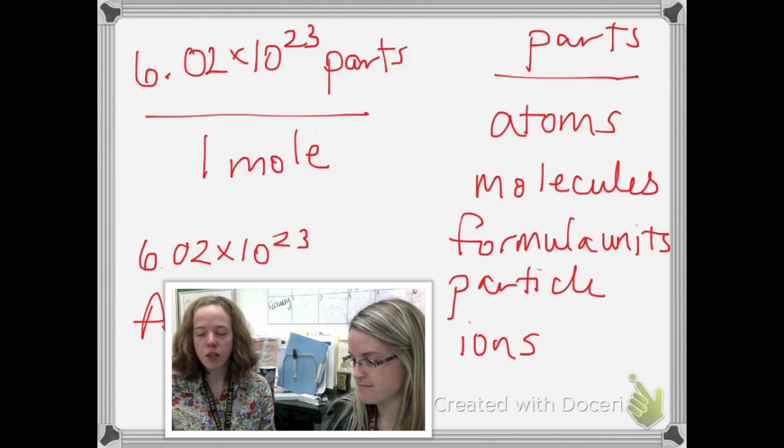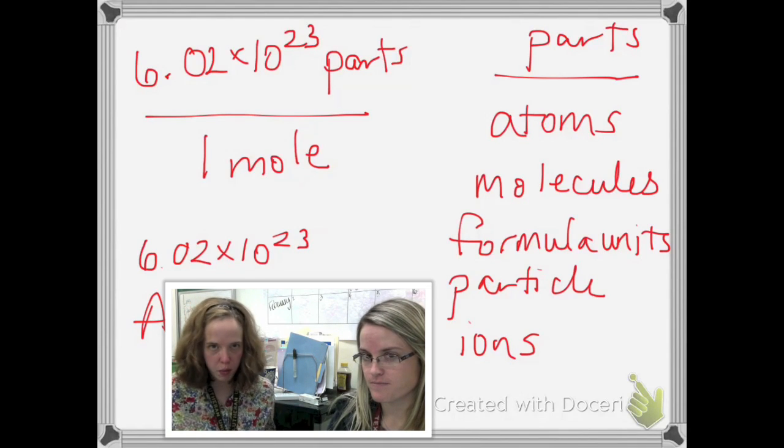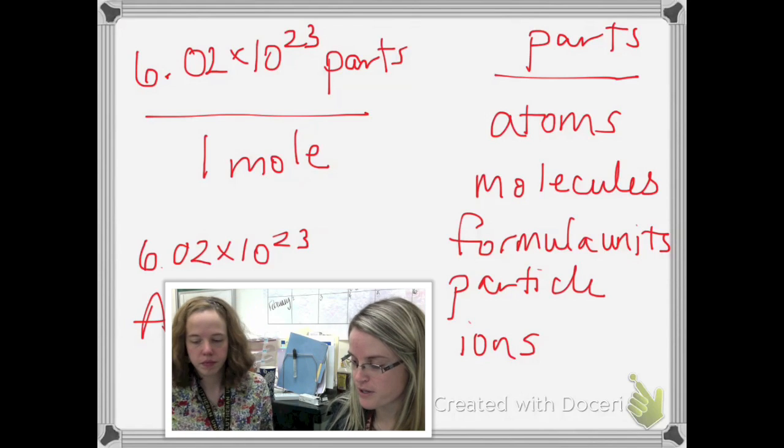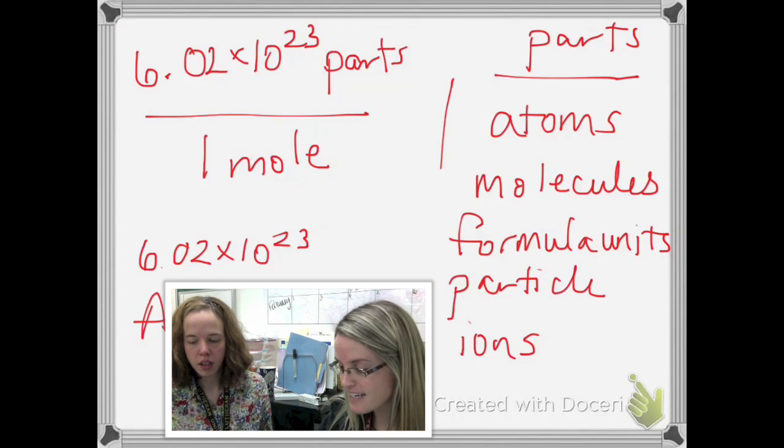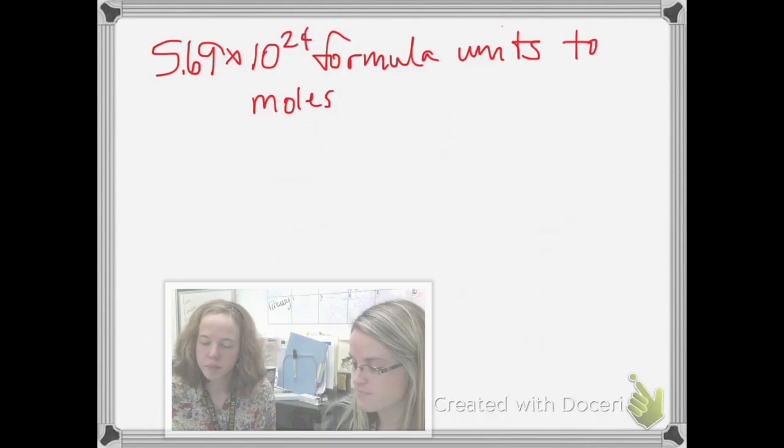All right, so don't freak out if it's one of these things, because it's always going to be 6.02 times 10 to the 23rd of whatever kind of particle we're looking at. So pretty much the word parts is interchangeable with any of these things that go down this list.